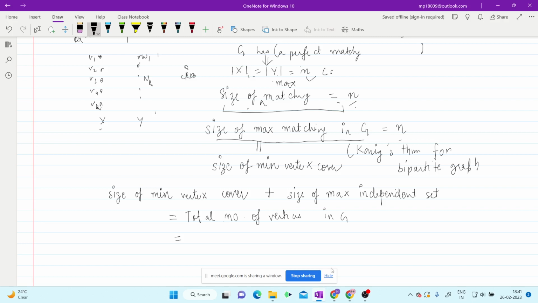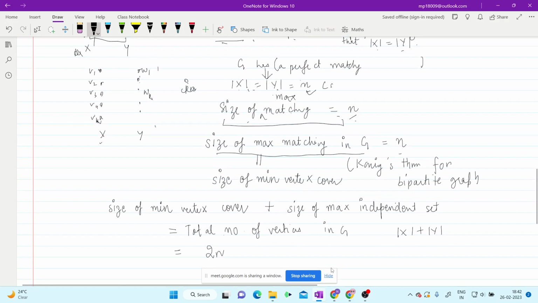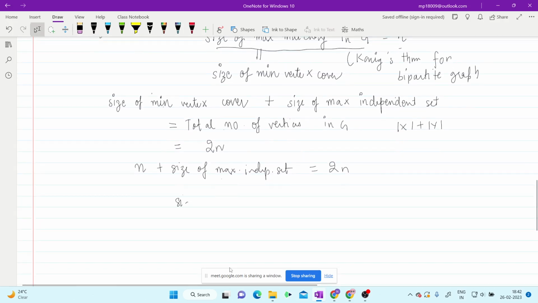So now this is a bipartite graph on 2n vertices, right? Since order of X is n, order of Y is n, total number of vertices in G is order X plus order Y, which is 2n. Yes. Now we know that size of minimum vertex cover is n, and size of maximum independent set is equal to 2n minus n. So we see that size of maximum independent set is equal to n, which is equal to total number of vertices divided by 2.